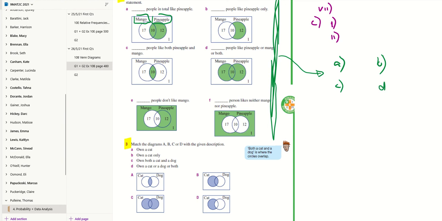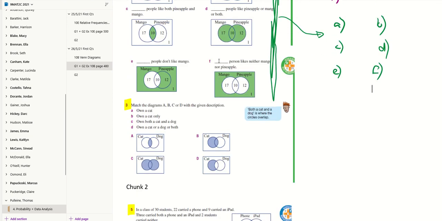Next one, again, it's the shaded. You're just adding them up. How many people like pineapple or mango? So that will give you an example of what numbers you're adding up if they're asking you that question, pineapple or mango. E, how many people don't like mango? So that's everybody outside of the mango circle. You need to add up those that are in a shaded region. And F is how many people like neither mango nor pineapple. So that's for people outside of that circle.